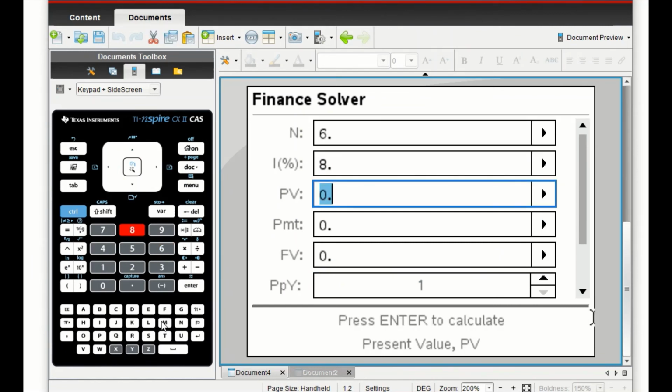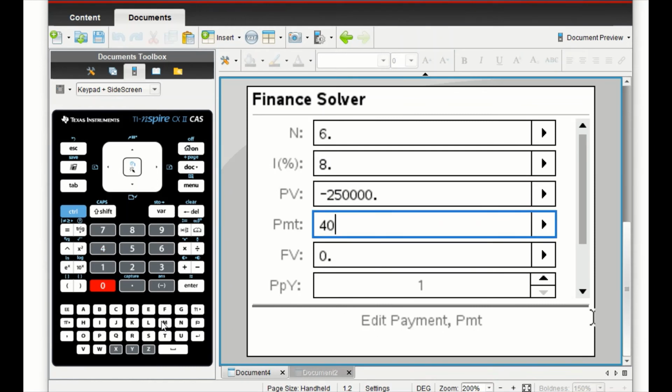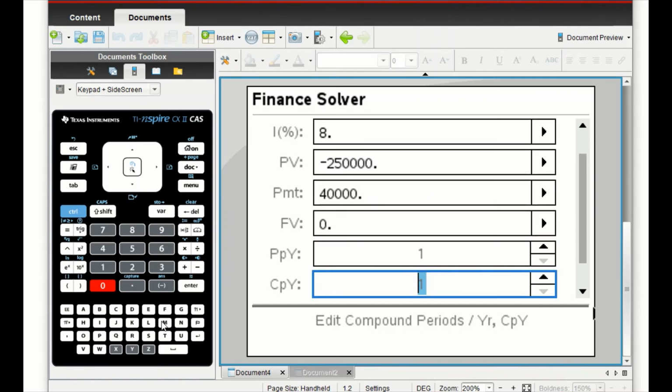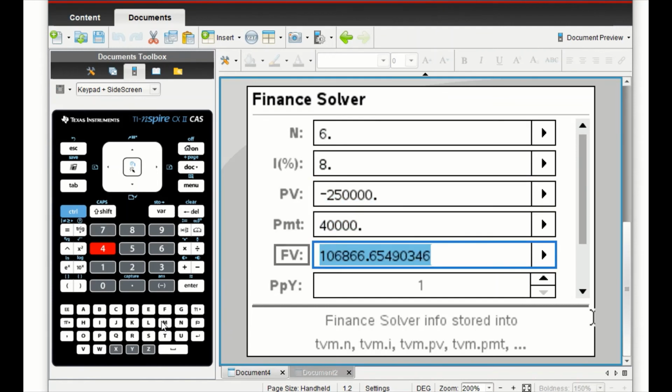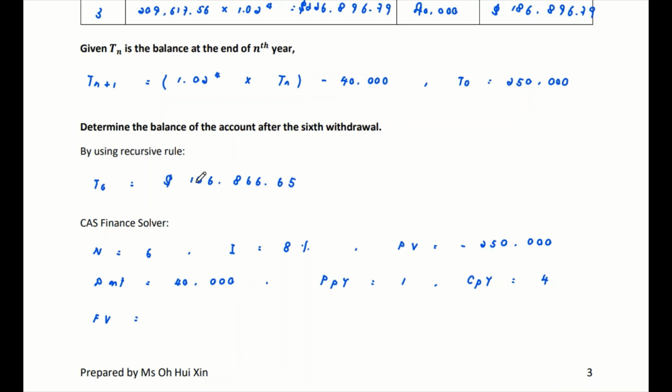8% PV negative 250,000, PMT 40,000. So FV is what we want to find. So remember 1 and then after that 4. Okay, so remember if you are changing your PPY, normally CPY will change together. So you must make sure that the 1, 4 is correct. Then just tap everything, go back to FV, then you should be able to get exactly the same value as what we have found here.